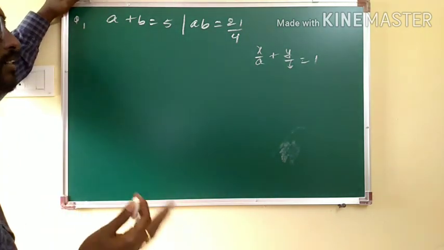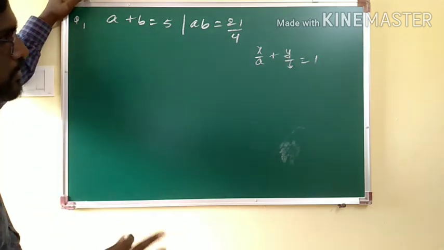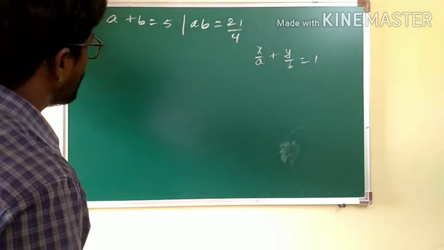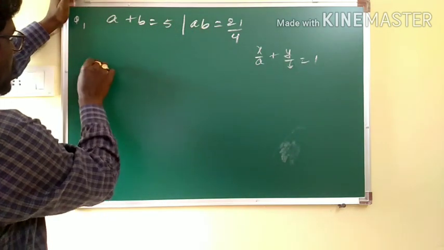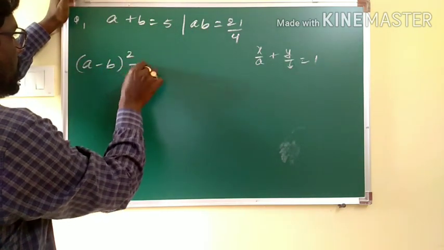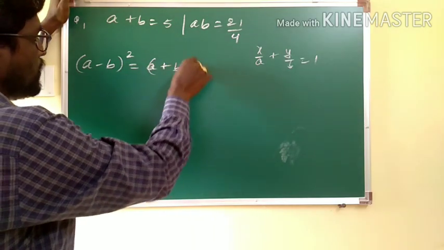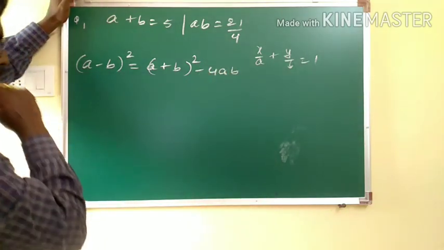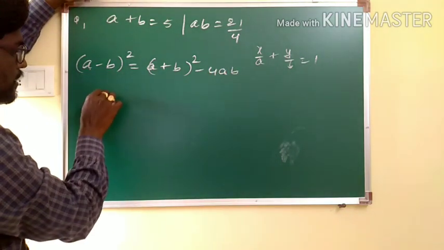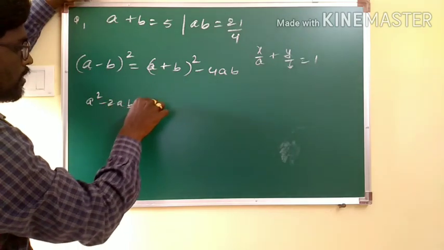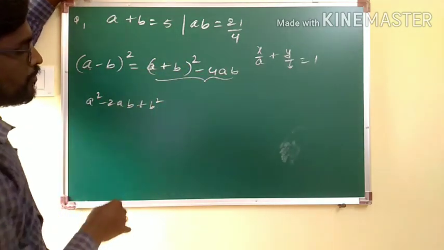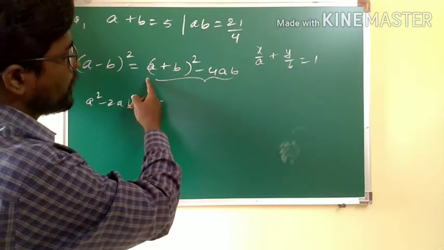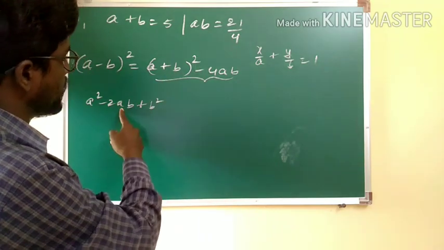Then let's check the options so that you can opt for any one according to your time convenience in the examination. You are given the sum and product. What is the difference? a minus b whole square is equal to a plus b whole square minus 4ab. Why? a minus b whole square is nothing but a square minus 2ab plus b square. On the right hand side, if you simplify, a square plus 2ab plus b square minus 4ab, a square minus 2ab plus b square.